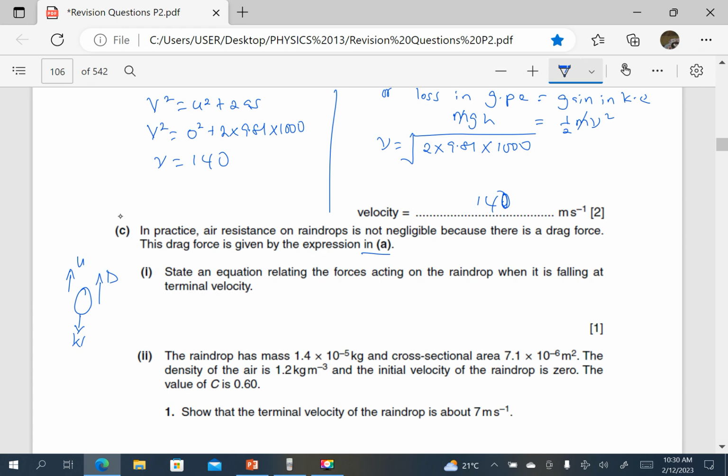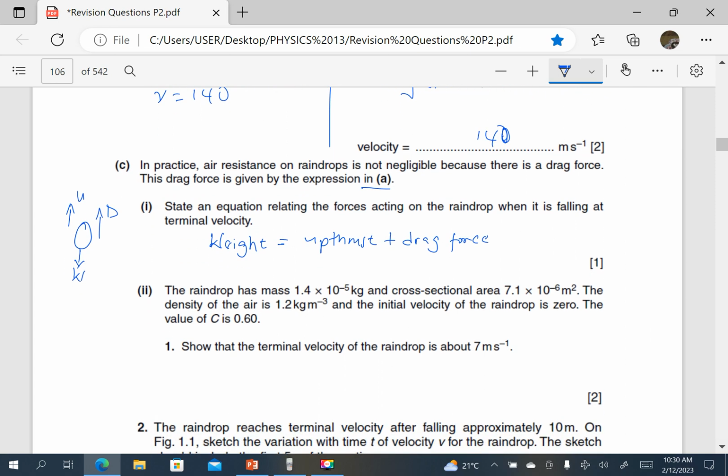The drag force is given by that expression. So state an equation relating the forces acting on the raindrop when it is falling at terminal velocity. At terminal velocity, the resultant force is 0, which means the weight downwards is equal to the upthrust plus the drag force. So that is the expression.